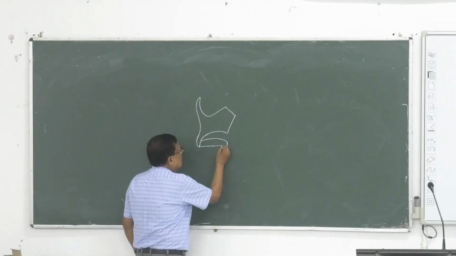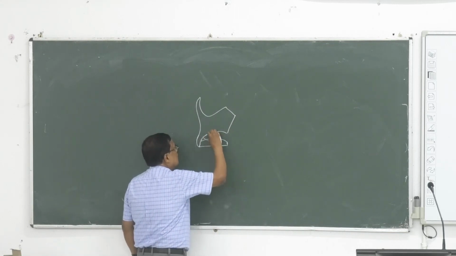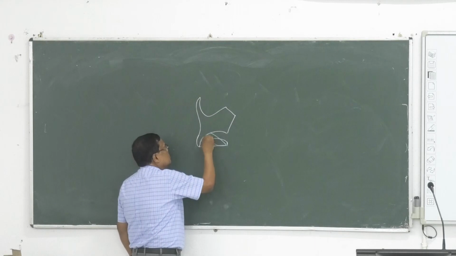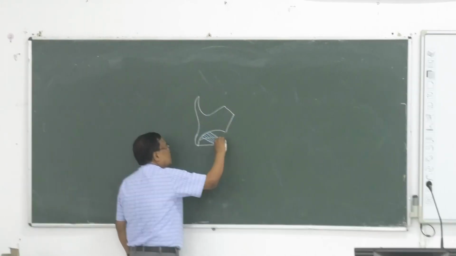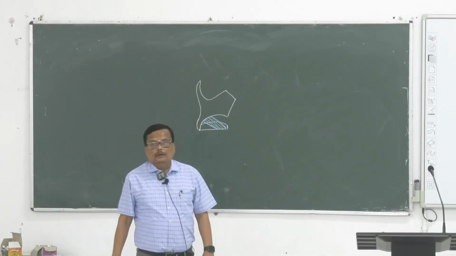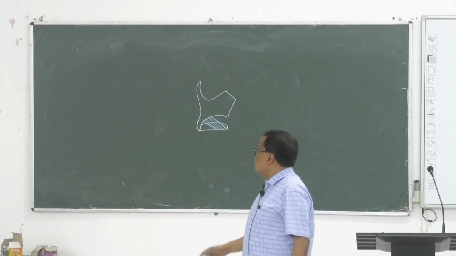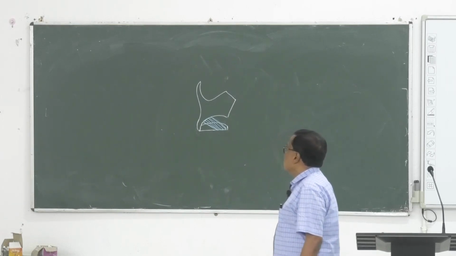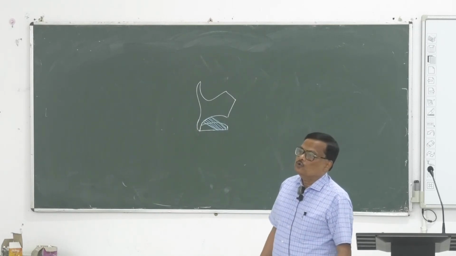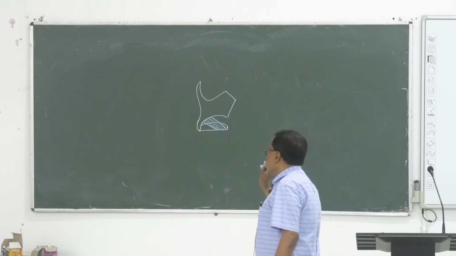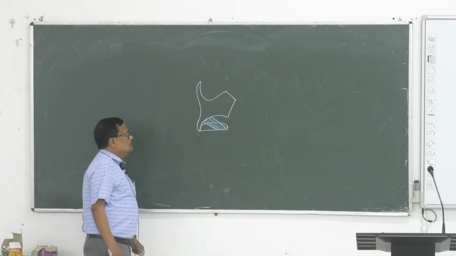It takes origin from the lower border and lateral surface of the arch of the cricoid cartilage. Insertion is into the lower border and the anterior border of the inferior horn of the thyroid cartilage. Though intrinsic, it can be seen from outside, this is the cricothyroid muscle. Origin, insertion, action. Action is very important.